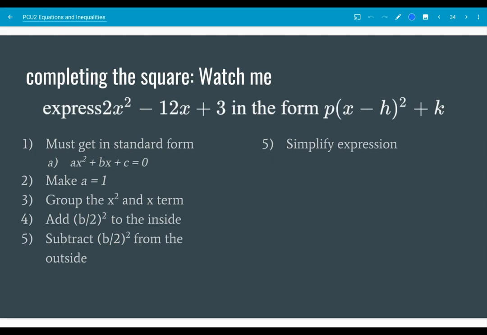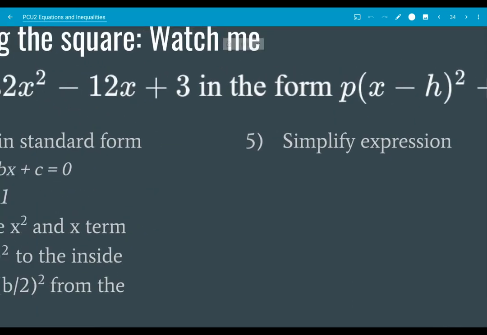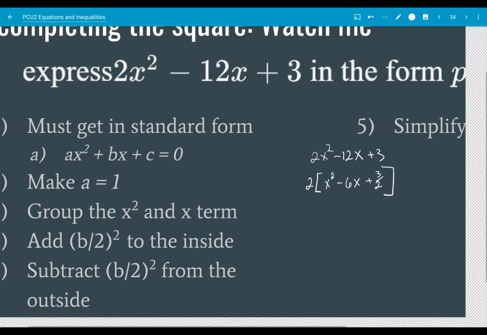So completing the square, you have to get a equal to 1 first. So I'm going to start with 2x squared minus 12x plus 3. Since it's not equal to 0, I can't divide by 2 to get rid of it, so I have to factor it out. So I'm going to end up with 2 times x squared minus 6x plus 3 halves. So that's where I start. So that's step 1 and step 2.